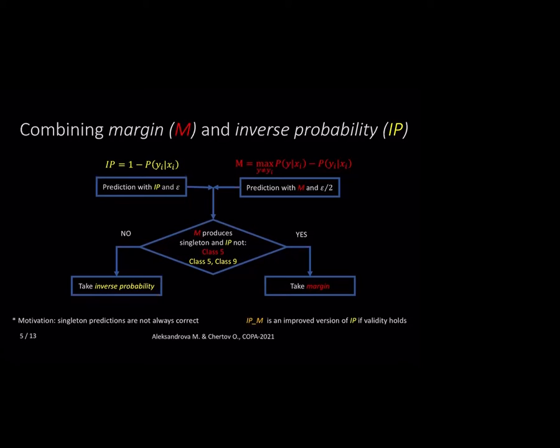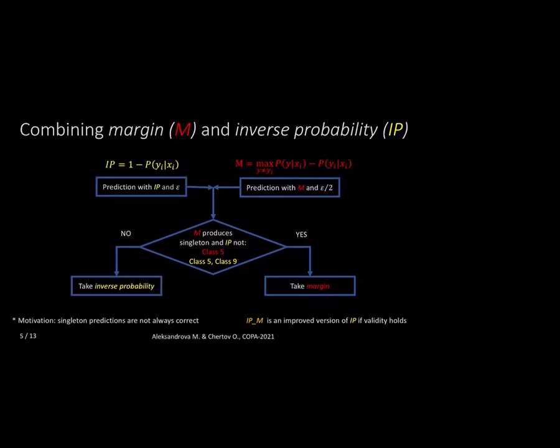This combination that we also refer to as IPM is not technically a nonconformity function. However, we would refer to it as a nonconformity function just for the simplicity of explanations. And it can be considered as something like an improved version of inverse probability function. Indeed, it has exactly the same output as inverse probability, with the only difference that some non-singleton predictions are replaced with the singletons, resulting from the application of margin nonconformity function. So in case the validity holds, this can be considered as sort of an improved version of inverse probability.